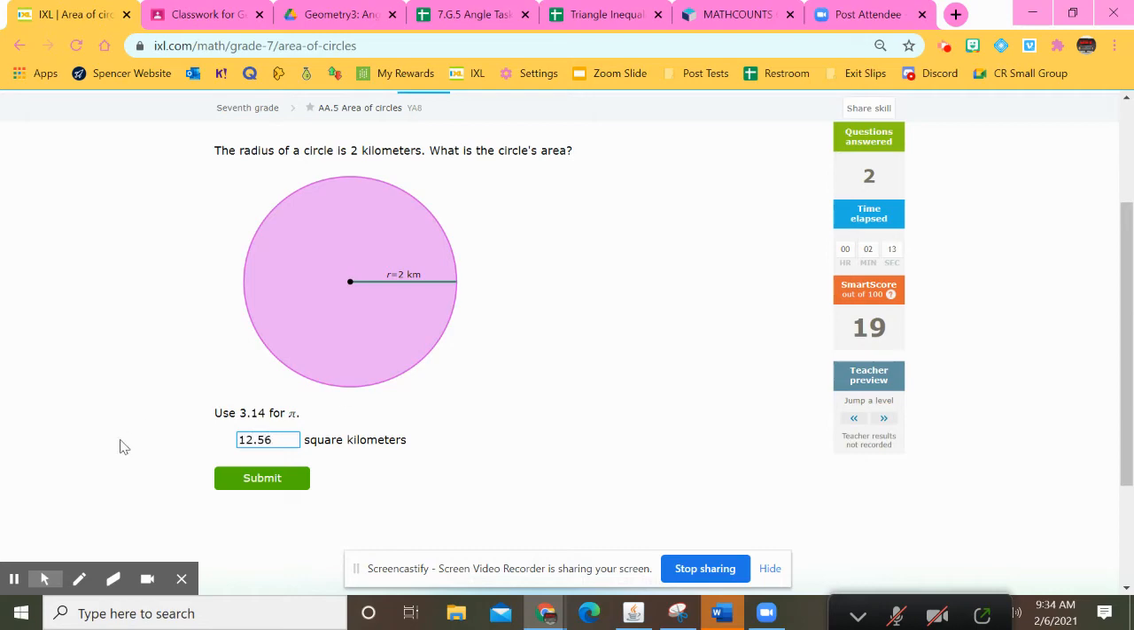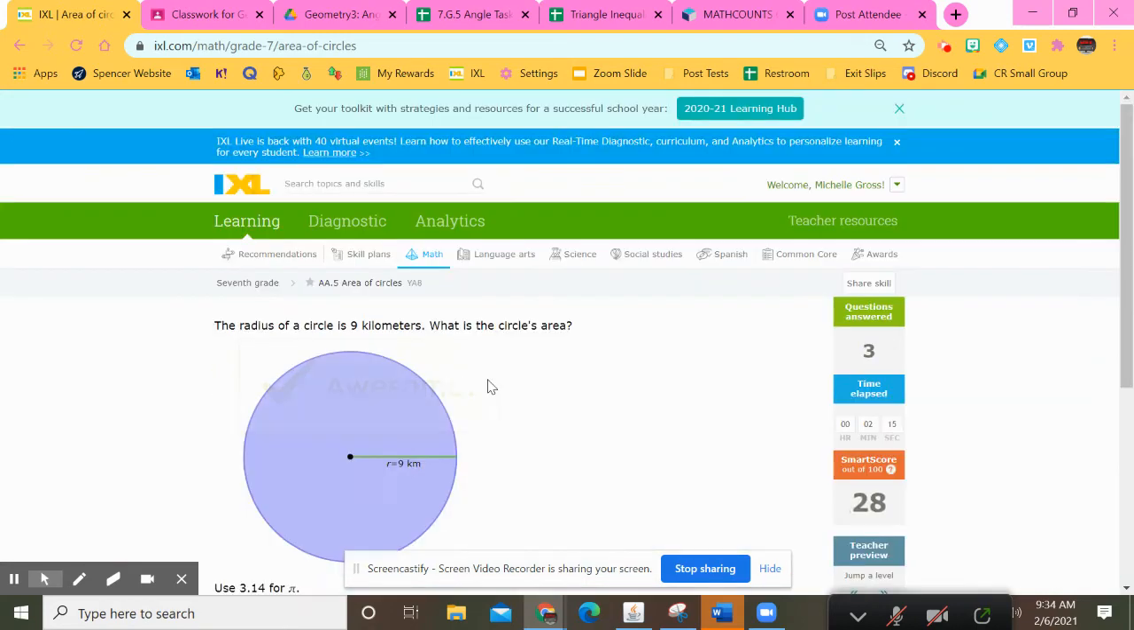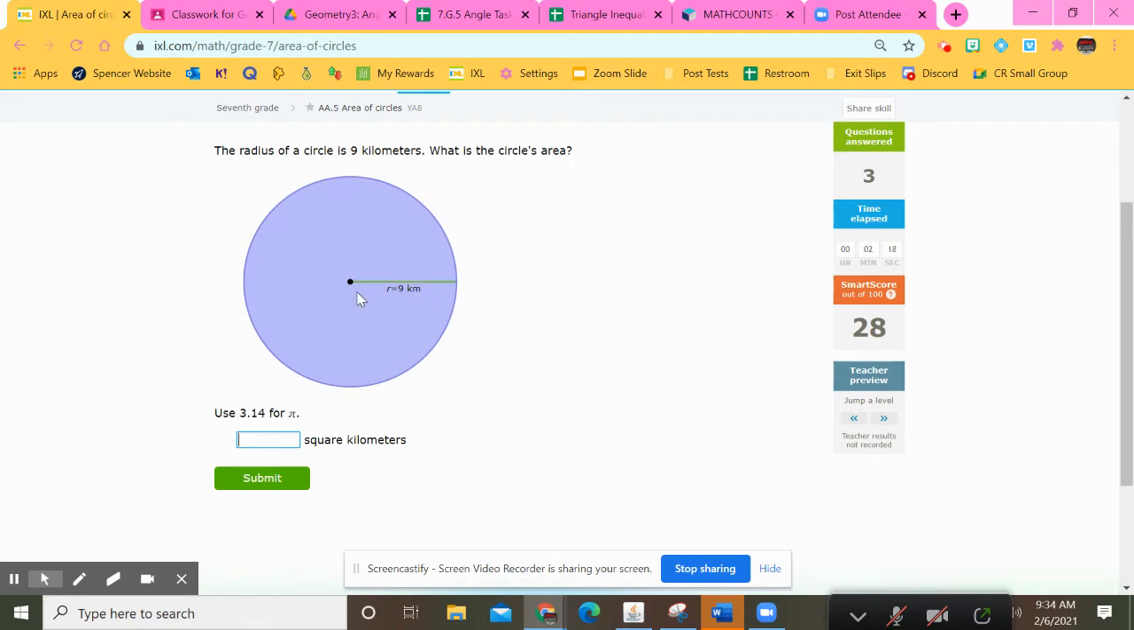And sometimes we're not going to have, this one we are, the radius. Sometimes it's going to give us the diameter. So when it gets to a problem where we have the diameter, so this one we're going to do 9 squared. 9 times 9 is 81. And then 81 times 3.14, 254.34.